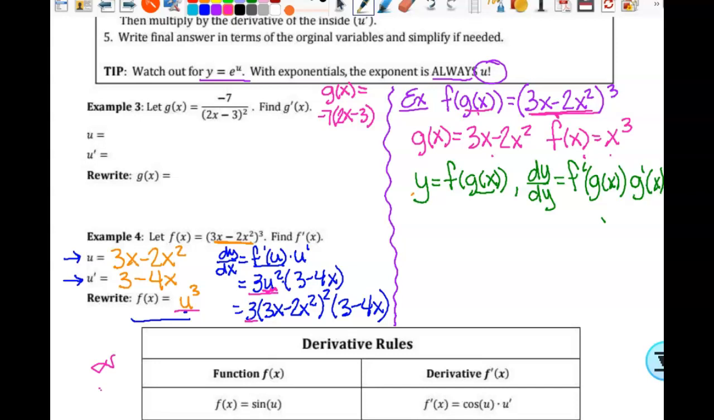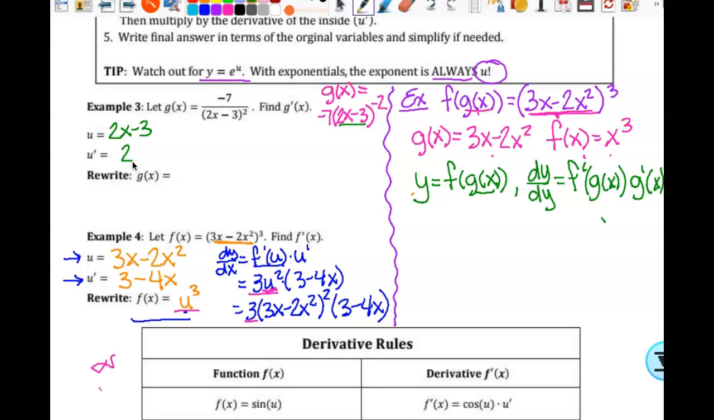What power would have to go on those parentheses? How do I just magically get it out of the denominator? -2. Good, because there's no magic, it's math, right? -2. So for this, when we're looking for u, we look for stuff inside the parentheses. This is going to be our u, right? So u is 2x minus 3. u prime would be what? 2. Okay.